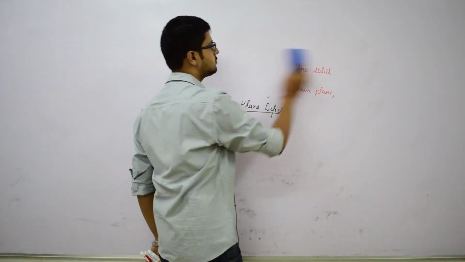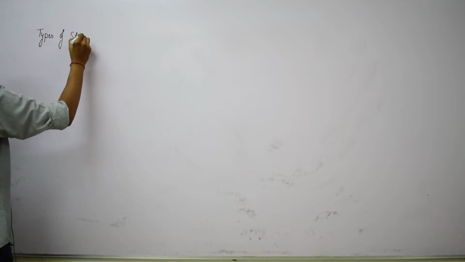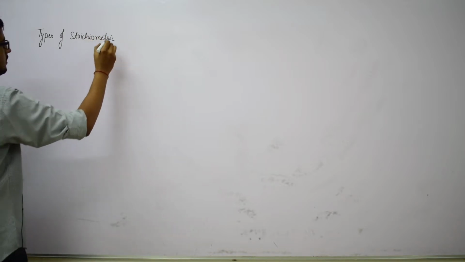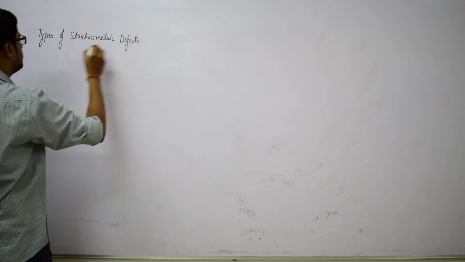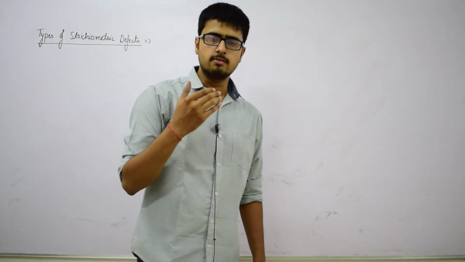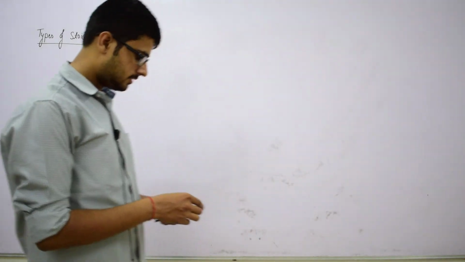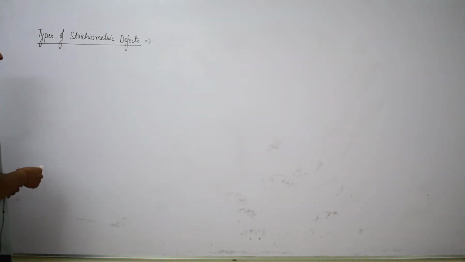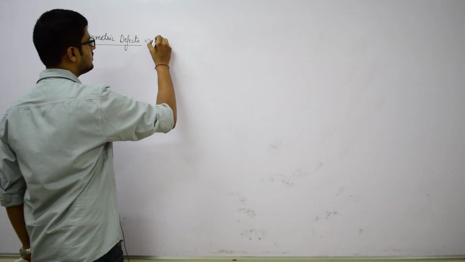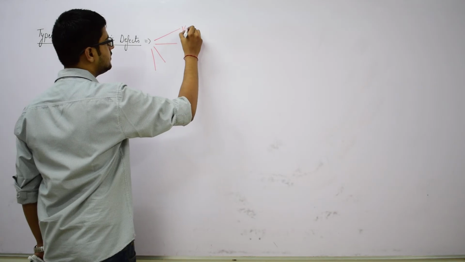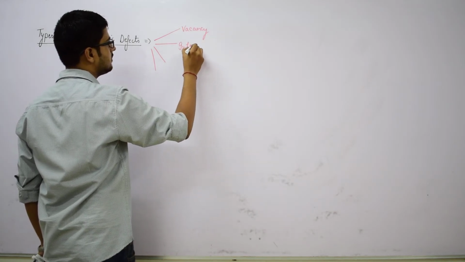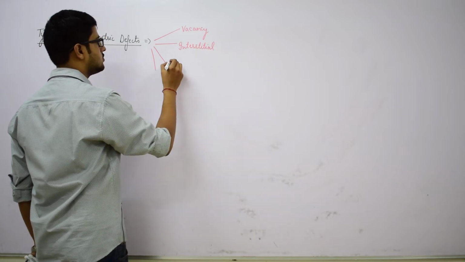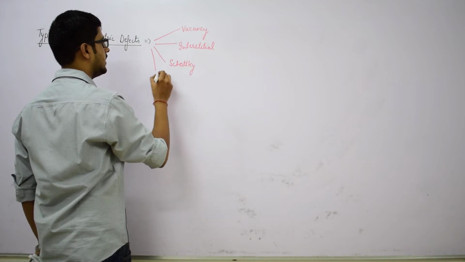Now let us move on to the different types of stoichiometric defects. We have already seen that the stoichiometric defects are of four further types: vacancy defect, interstitial defect, Schottky defect and Frenkel defect. So, when we are discussing the different types of stoichiometric defects, we have to discuss these four types.